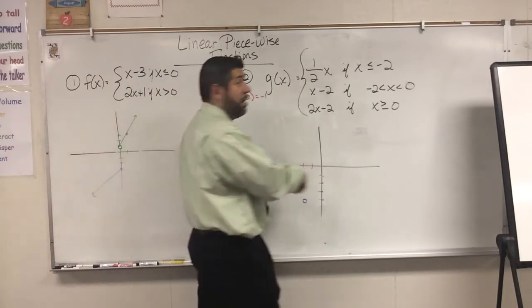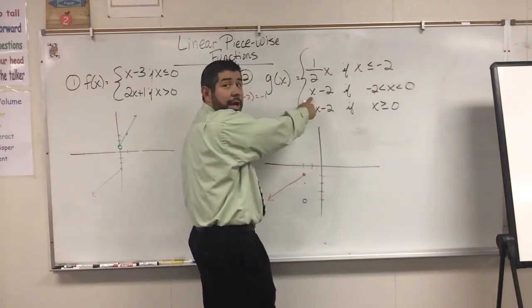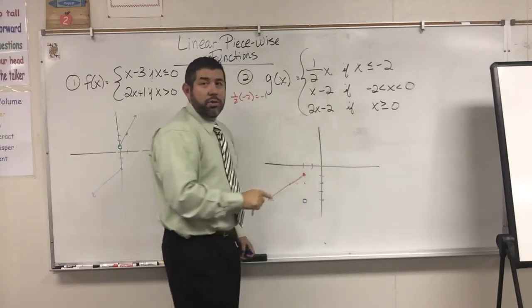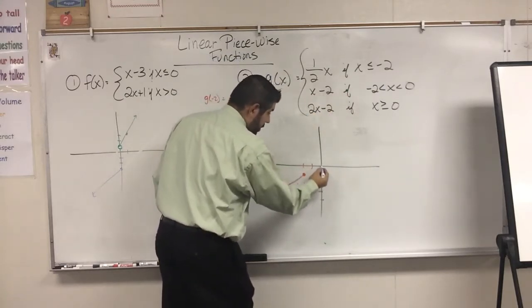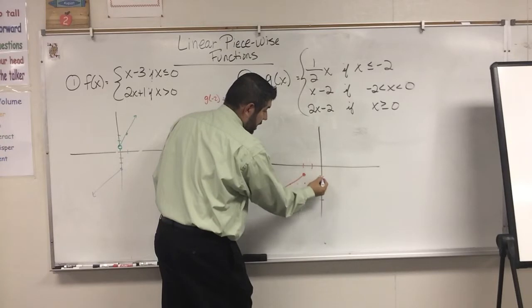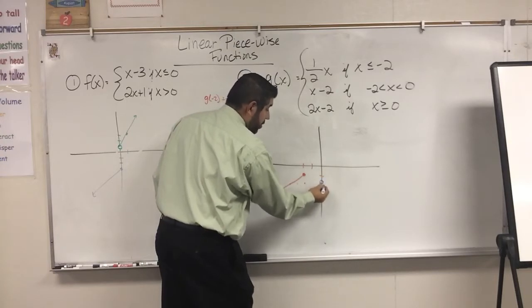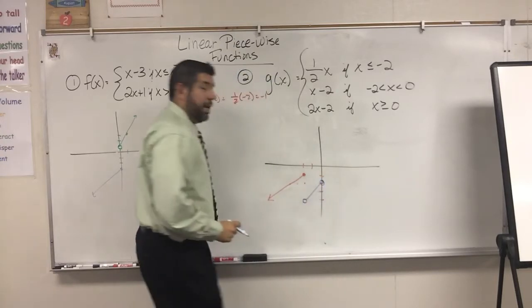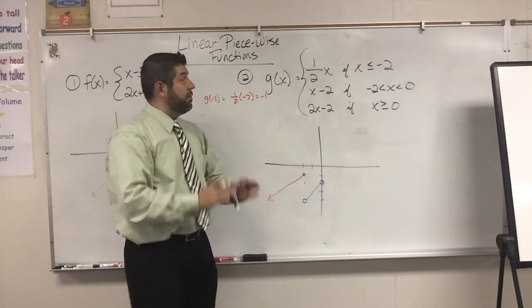Now let's go the other endpoint. Plug in 0 for x. 0 minus 2 is -2. So I'm going to have 0, -2, which is right here. This is another open circle. And I'm going to connect those 2 points, and that's my piece of that part.